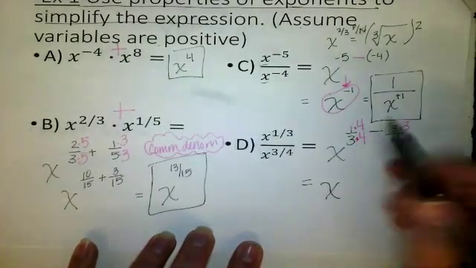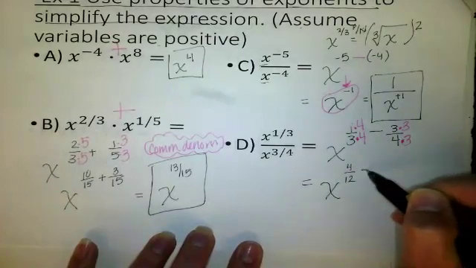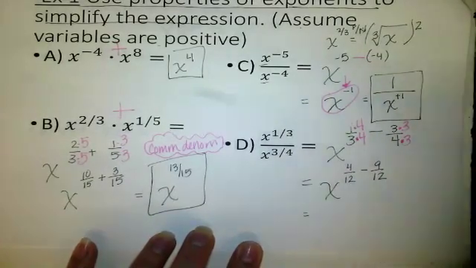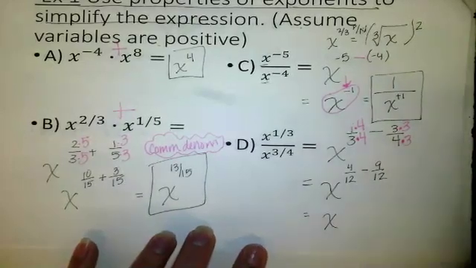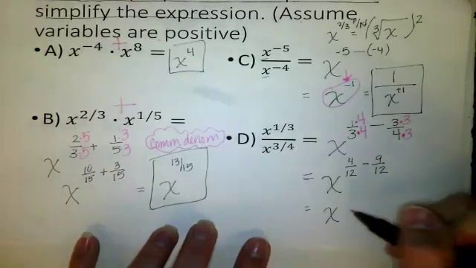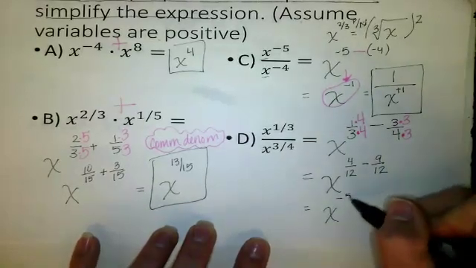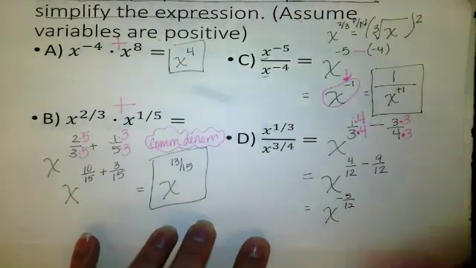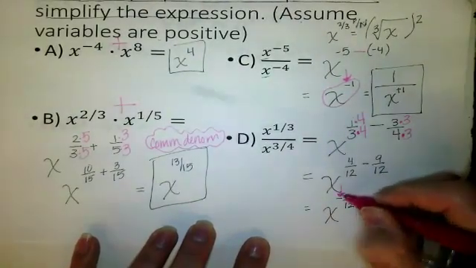That becomes 4 over 12 minus 9 over 12, which is x to the positive or negative? Negative 5/12. What's the problem? It's a negative exponent. And what does that negative exponent do?